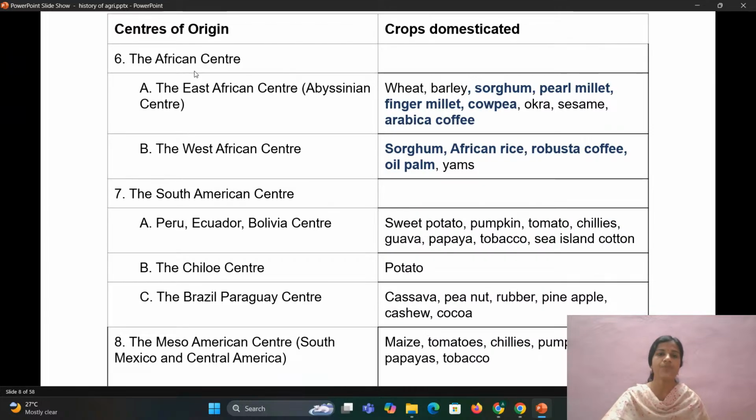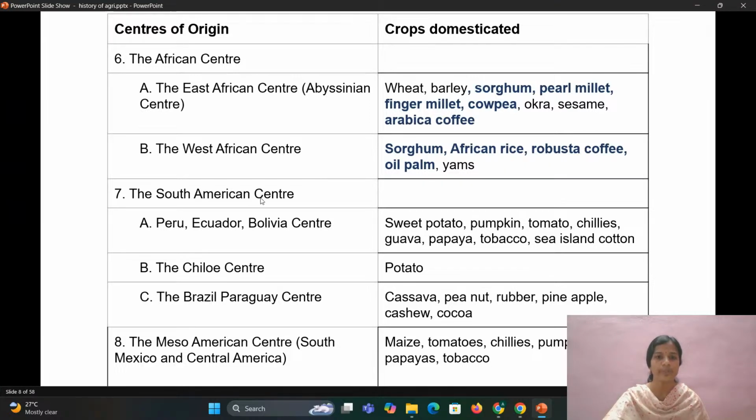Then the African center. African center is again subdivided into East African center and West African center. African rice, or Oryza glaberrima, is believed to have first been domesticated in the West African center. Whereas in East Africa, sorghum, pearl millet, finger millet, cowpea, okra, sesame, and Arabica coffee. So coffee, the area where coffee was first domesticated is Africa. The Arabica coffee was first domesticated in the East African center, whereas the center of origin of Robusta coffee is believed to be the West African region.